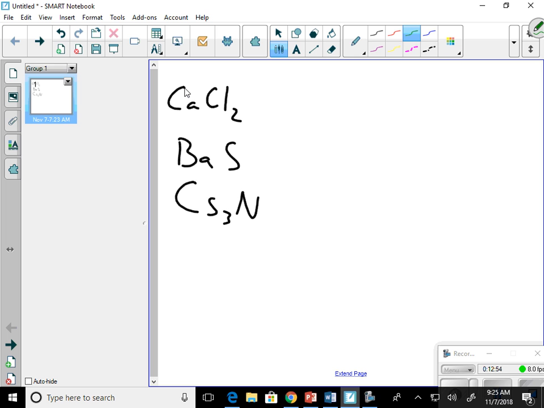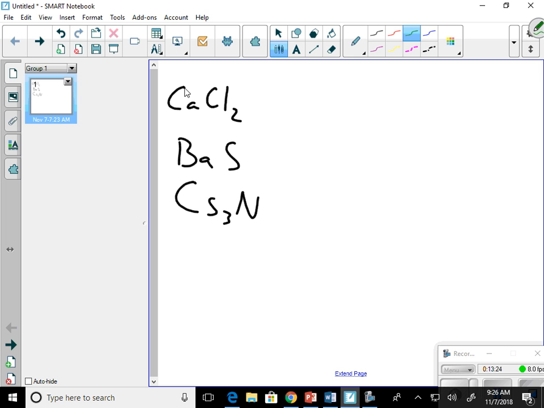An ionic compound, for the most part, consists of a metal, which is the first element, and a nonmetal, which is the second element. Remember, metals are to the left of the staircase, nonmetals to the right of the staircase. How we would name them, I give you 3 naming rules on the top. Rule number 1, you're combining a metal with a nonmetal. Rule number 2, name the cation, the metal, first. Do not change the name of the element.